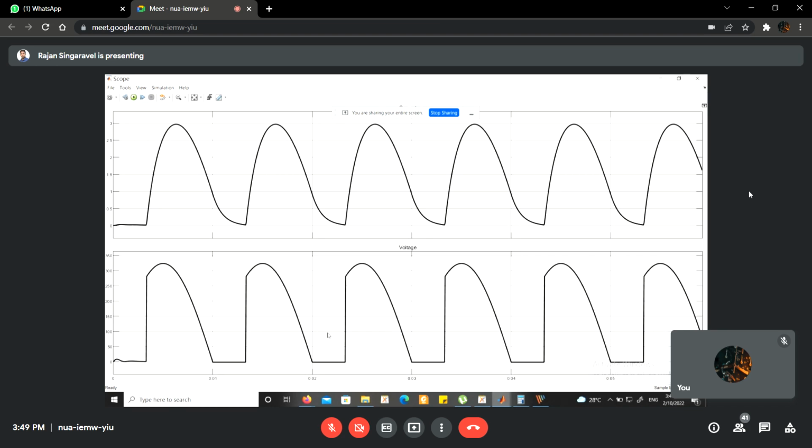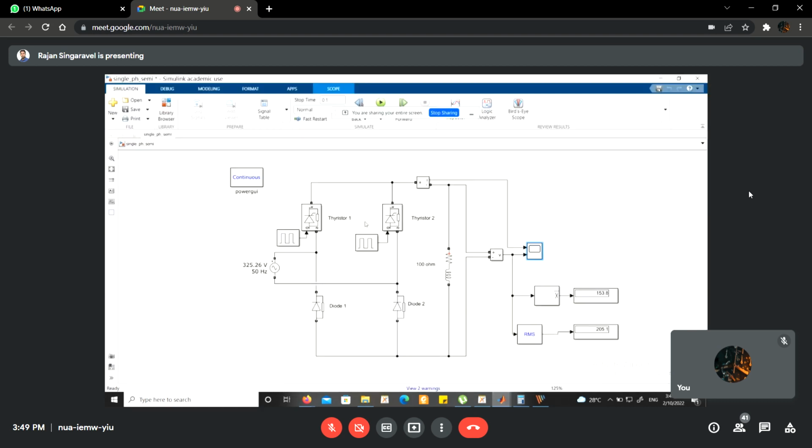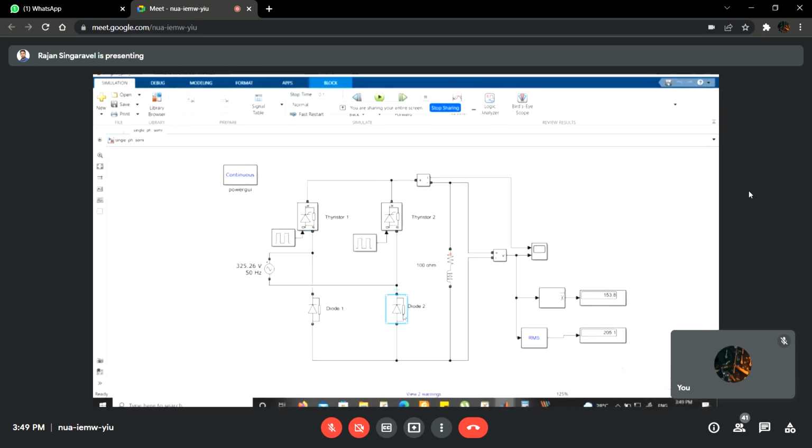So at omega t equal to 2 pi, or at 22 milliseconds, let me show the power circuit diagram. In this circuit diagram, thyristor T1 and diode D2 will work from alpha to pi. And thyristor T2 and diode D1 will work from pi plus alpha to 2 pi.